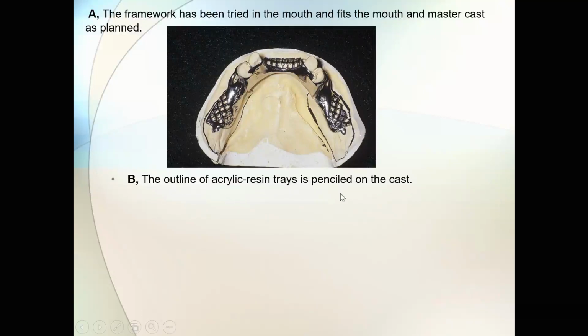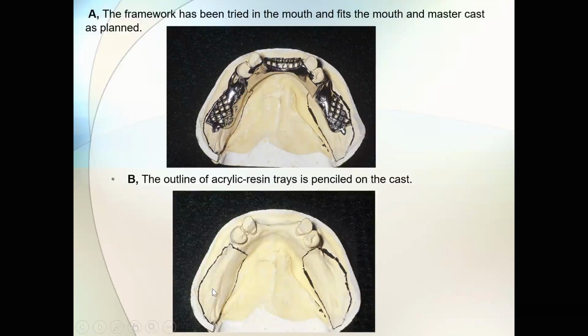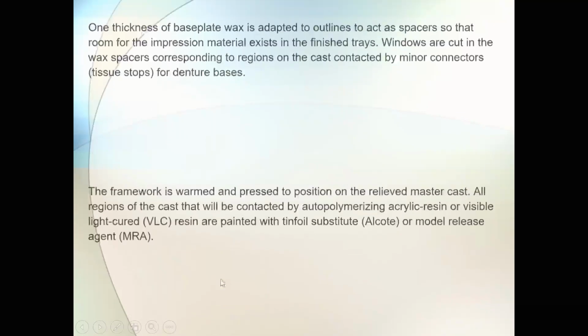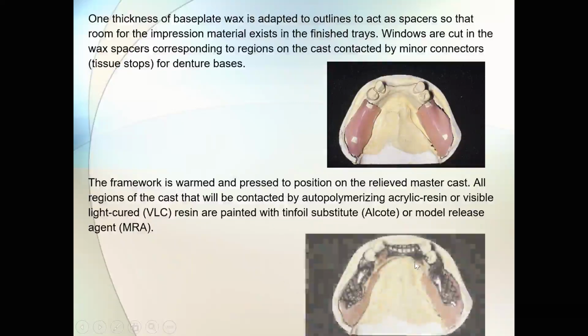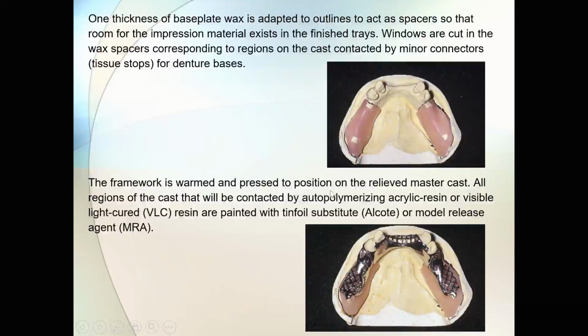The outline of the acrylic resin trays is penciled here, as we can see. Now, the next slide will discuss this. One thickness of base plate wax is adapted to the outline to act as a spacer, as you can see here, so that room for impression material exists in the finished tray. Windows are cut in the wax spacer corresponding to regions on the cast contacted by minor connectors, which are called tissue stops for the denture base, as you can see here: 1, 2, 3, 4 tissue stops. Now the framework is warmed and pressed into position on the relieved master cast, as you can see here.